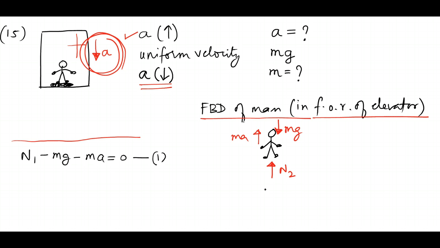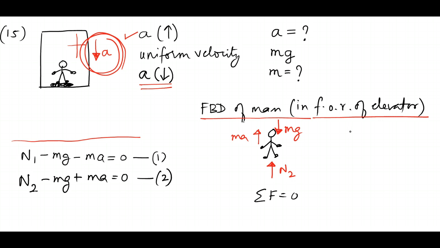And in the elevator frame, obviously sigma F is equal to 0 as before, and so I'll write my equation just below equation number 1. Sigma F is equal to 0 in the vertically upward direction implies that N2 minus mg plus ma is equal to 0. That's my equation number 2.